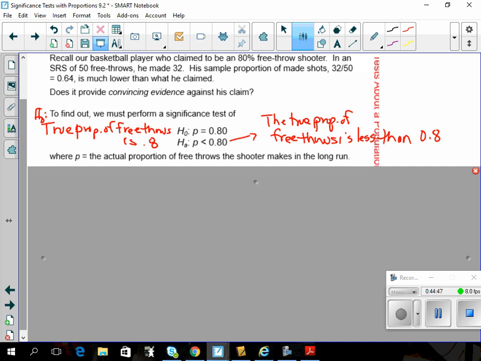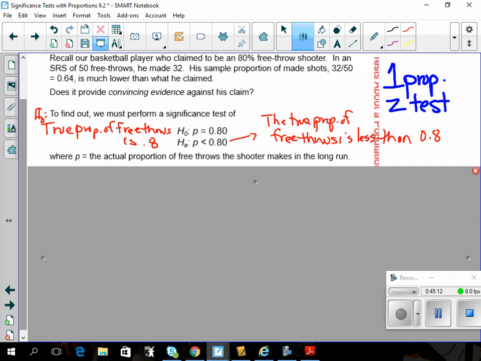Okay, let's write that down. So this is a one proportion z-test. That's what it's called, z, because the z-score is associated with normal distributions, and it is one proportion. That's the name of the test we're going to perform.